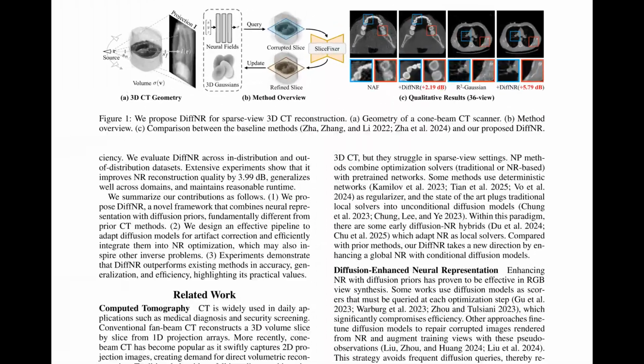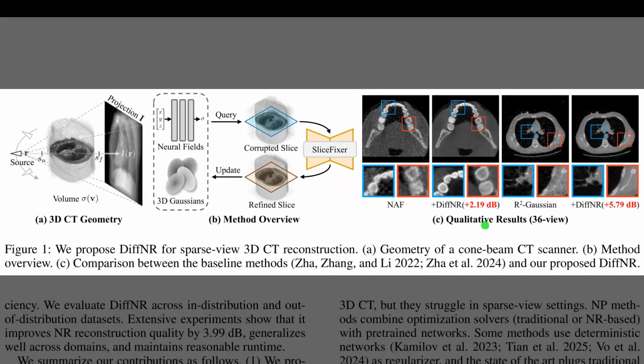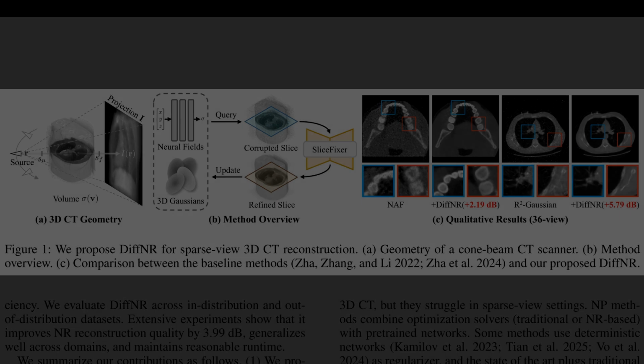Figure 1 breaks down the core architecture of the DiffNR framework. The middle section shows how a standard neural representation generates an initial, often corrupted, slice of the scan. A specialized diffusion model called SliceFixer then processes this slice to remove artifacts, creating a refined version that updates the overall 3D model. The right side compares the results, demonstrating how this approach recovers sharp details in dental and chest scans that baseline methods leave blurry.